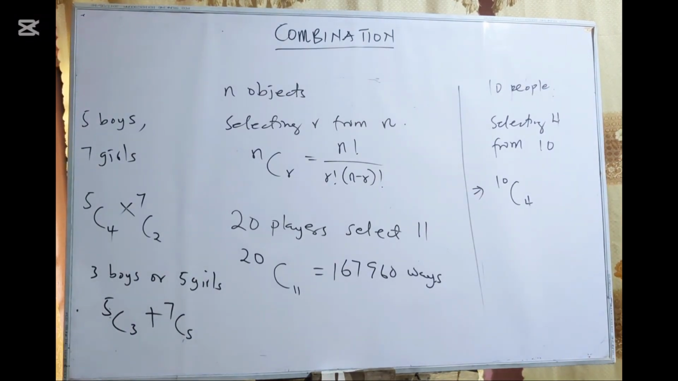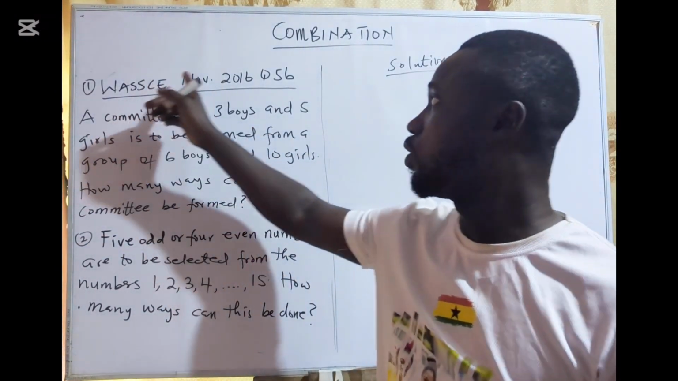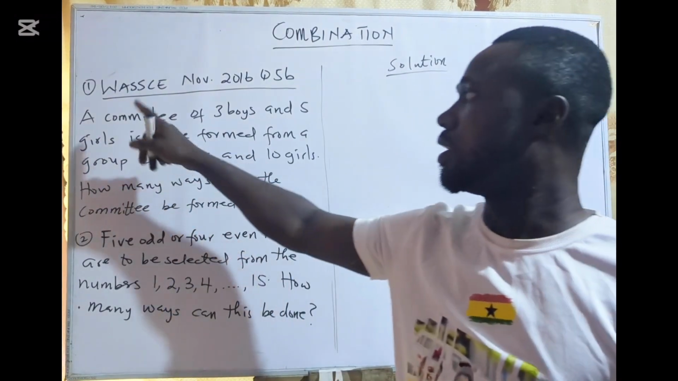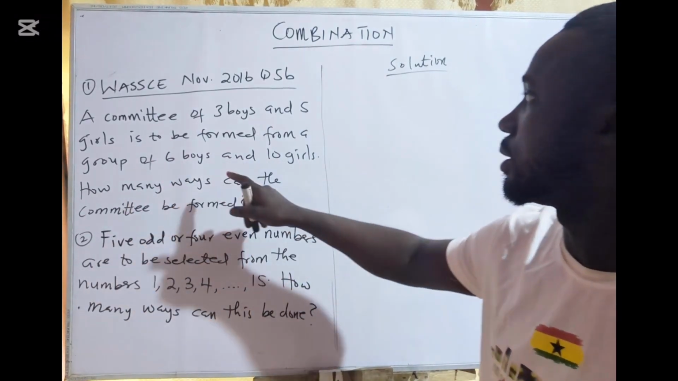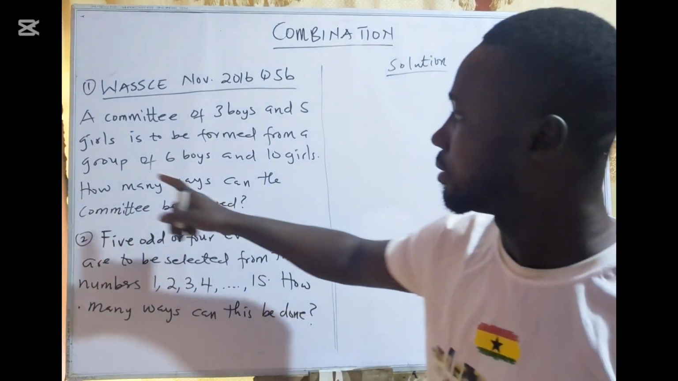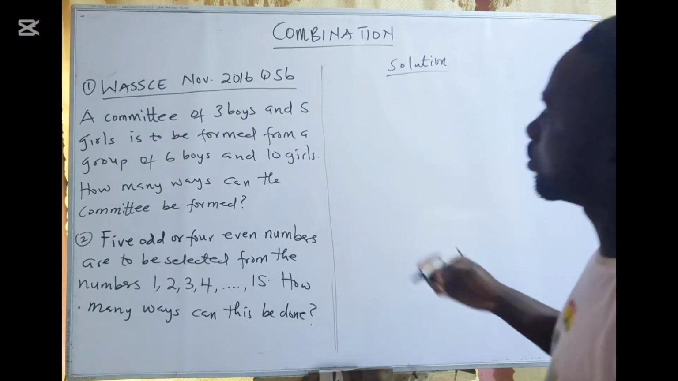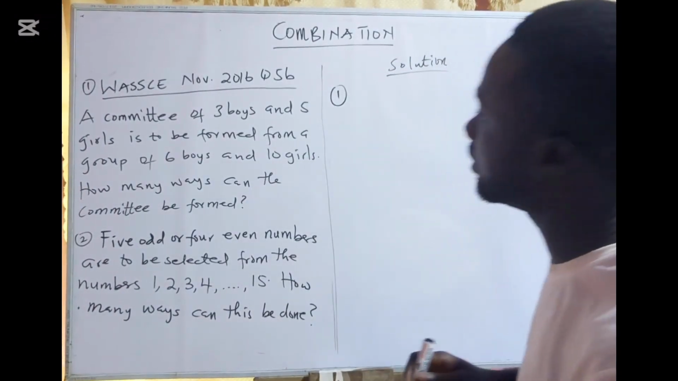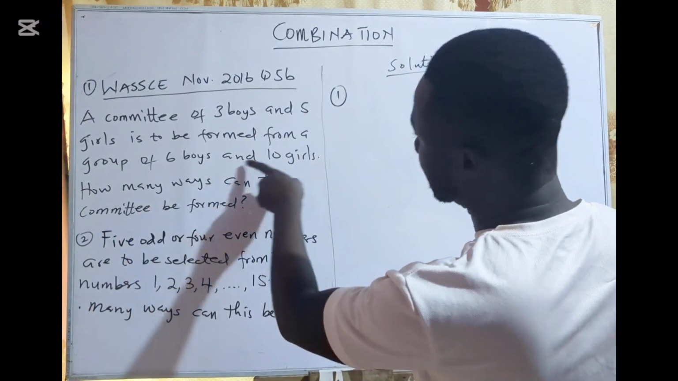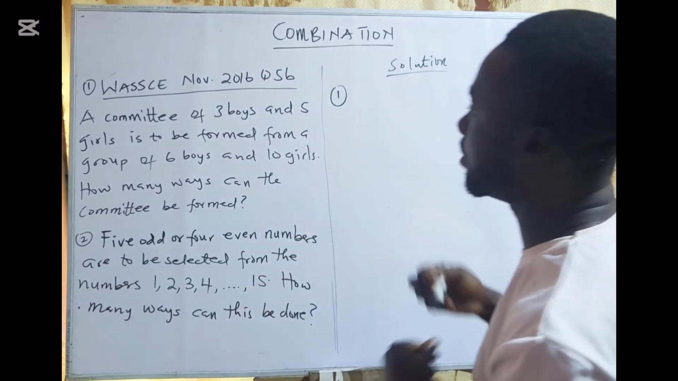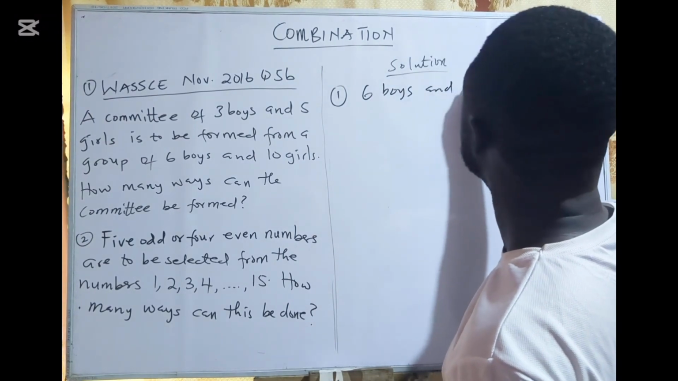Let's go and solve a few examples. Let's look at the questions. November 2016, question 5b: a committee of 3 boys and 5 girls is to be formed from a group of 6 boys and 10 girls. How many ways can the committee be formed? The committee is to be formed out of 6 boys and 10 girls. So there are how many boys? 6 boys and 10 girls.